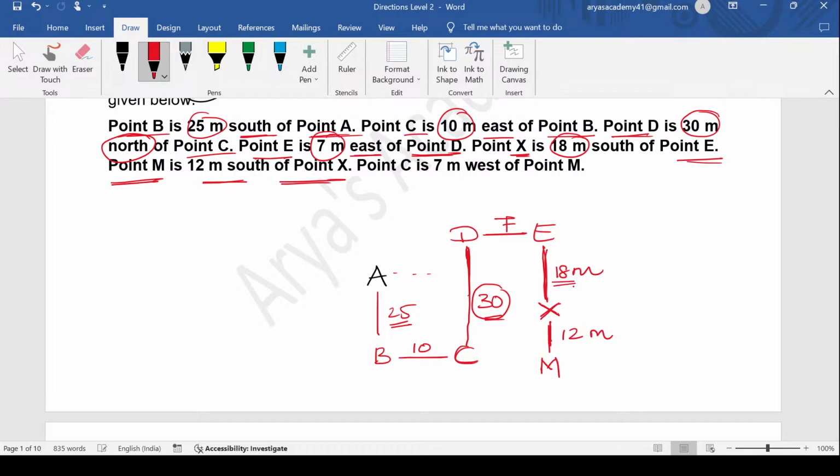If you observe these two values, 18 and 12, if you add them, 18 and 12 together will give us to how much? 30. So if this is 30 and this 18 plus 12 is also 30, it implies that these 2 points are in straight line. They are in straight line.